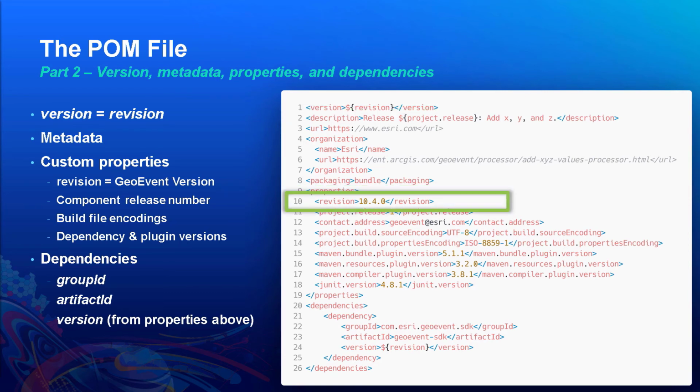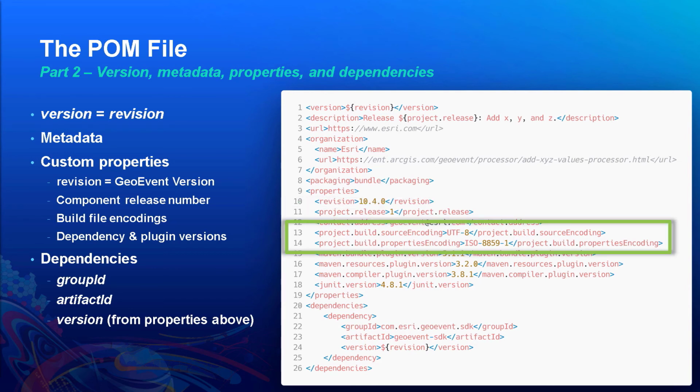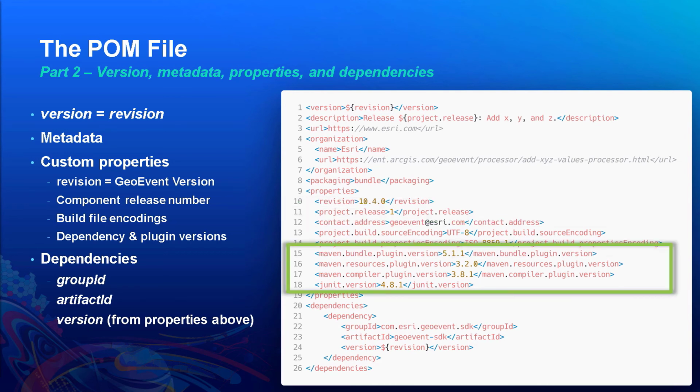For properties, the revision is set to be the target GeoEvent Server SDK you want to compile against. This doesn't have to match your current GeoEvent Server's version, so I suggest using either 10.4 or 10.6 if possible. I add a project.release property here so I can manage my release number separate from the GeoEvent SDK revision. Next are the property file encodings, and then the versions of all the plugins and dependencies. I usually put the encodings and the versions here in the properties where they are easy to see and maintain.